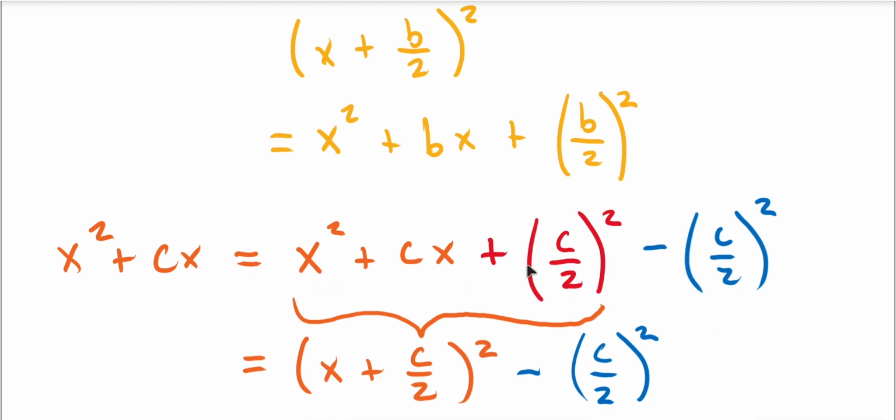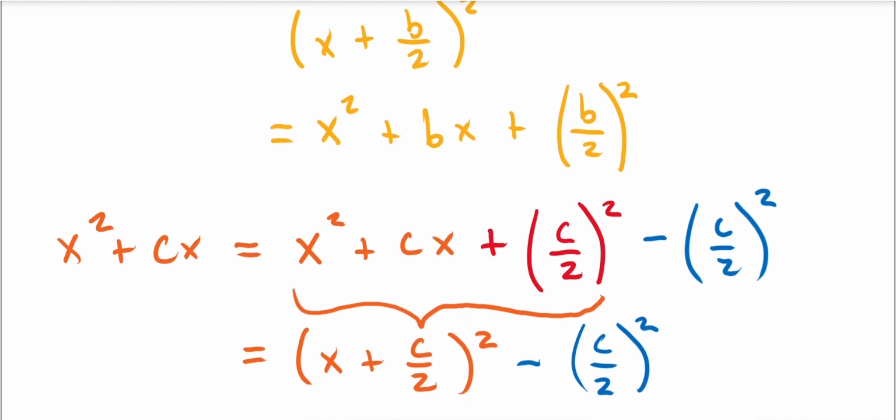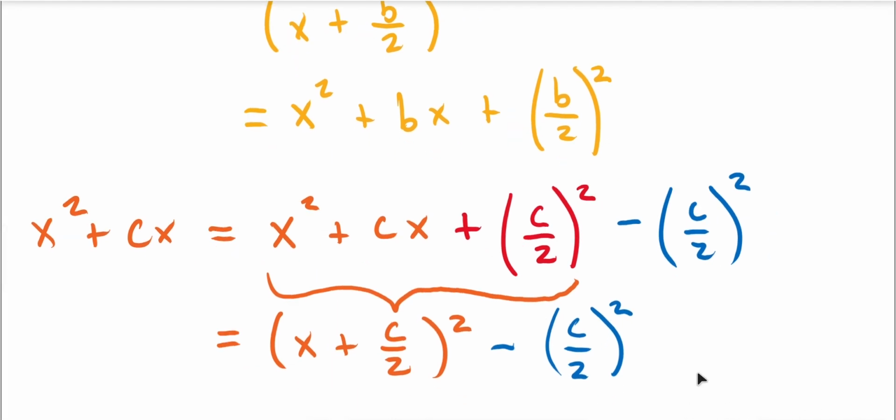Now this term here, x squared plus c over 2 squared, that's a perfect square. That will factor as x plus c over 2, squared. And then we have this corrective term, minus c over 2 squared, on the outside. Notice that it kind of turns things into a difference of squares. Now let's see how we can take advantage of this pattern to solve polynomial equations.